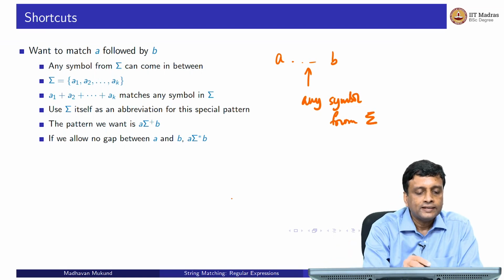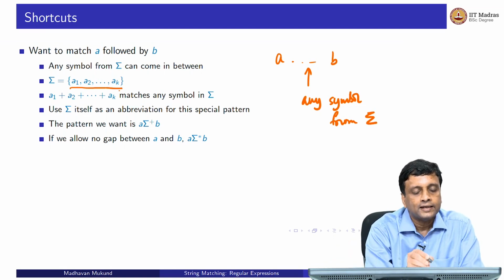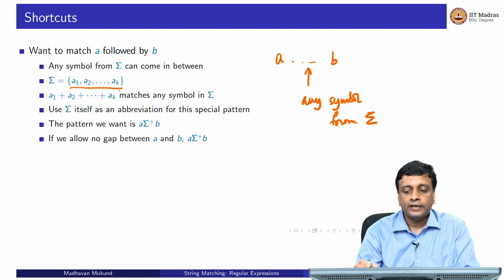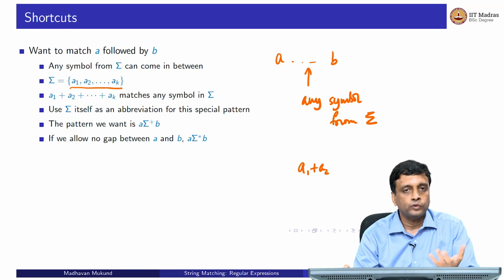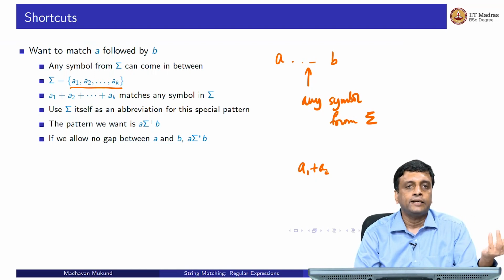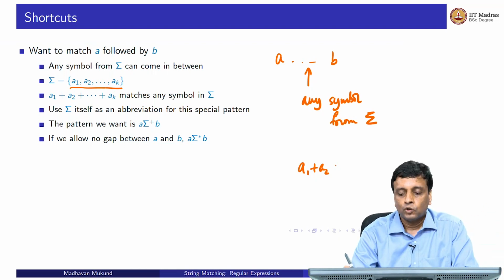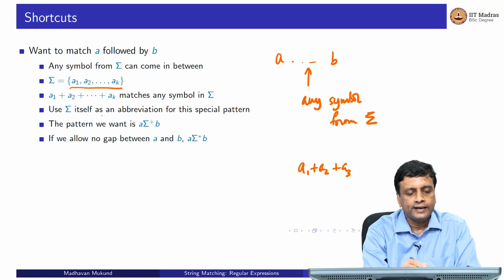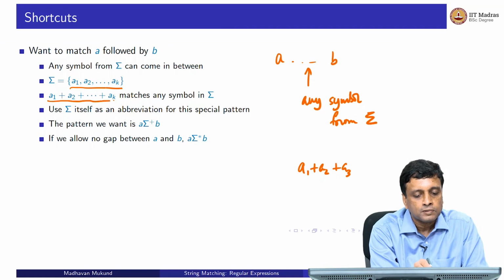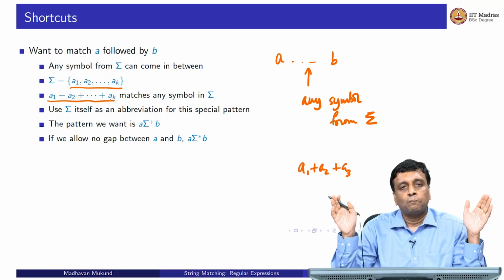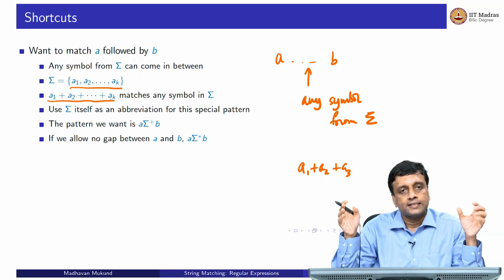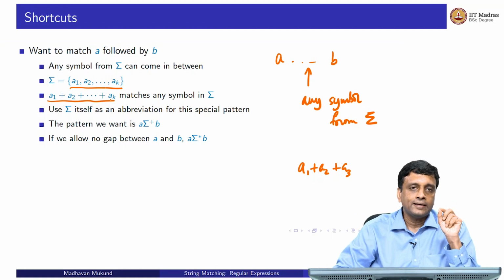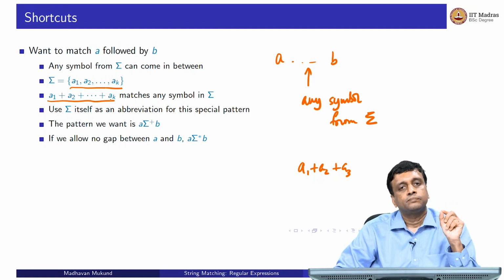Right? So if I assume that sigma consists of k letters, A1 to AK, then A1 plus A2 says either A1 or A2. We saw that A plus B is either the letter A or the letter B. So plus A3 will be either A1 or A2 or A3. So if I write this expression A1 plus A2 plus up to AK, combining all the letters with the plus, it will match any one symbol from sigma, right?